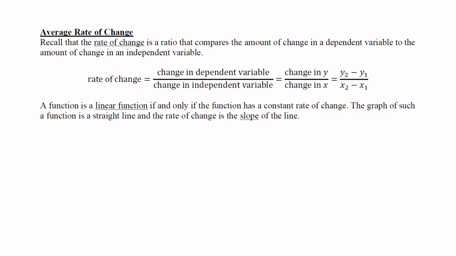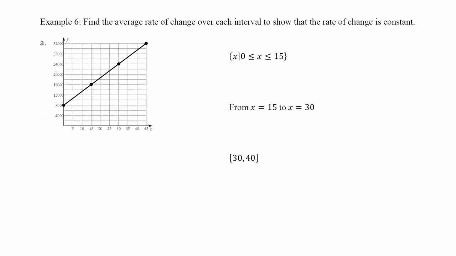The graph of such a function is a straight line, and the rate of change is the slope of the line. So in other words, no matter where you go along the graph to pick points, you're always going to end up with the same rate of change. So let's explore that with this example. Let's take a look at 3 different intervals, starting with 0 to 15.